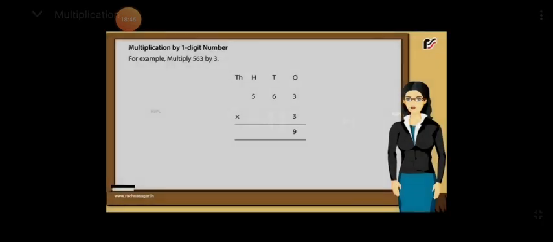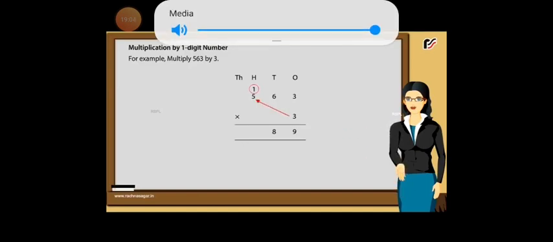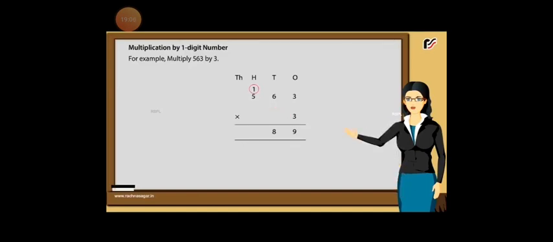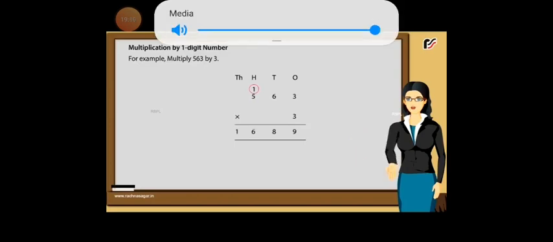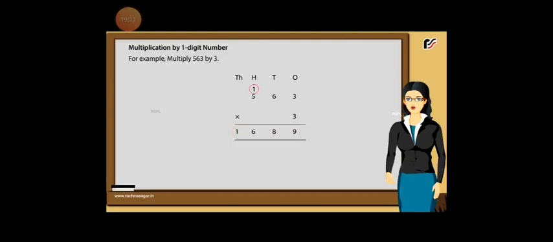Write 3. 9 under ones column. Multiply the tens. 6 into 3 is equal to 18. Write 8 under tens column and carry 1 to the hundreds column. Multiply the hundreds. 5 into 3 is equal to 15 plus 1 is equal to 16. Write 6 in the hundreds column and 1 in the thousands column. Thus, the product is 1689.